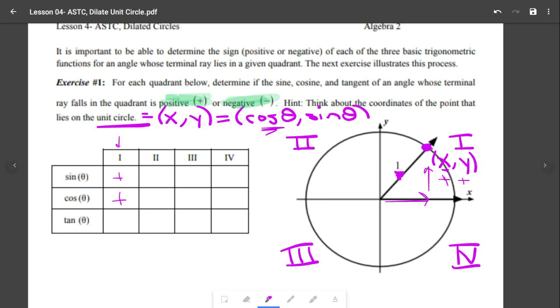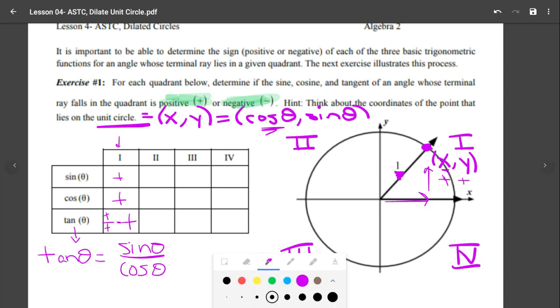Now, tangent is not one of the coordinates, but we should remember one of our properties. Tangent is equal to sine divided by cosine. So if I am in the first quadrant, sine divided by cosine, both sine and cosine are positive numbers. So if you take a positive and divide it by a positive, your final overall answer will also be positive. So in the first quadrant, we say that all of the functions are positive.